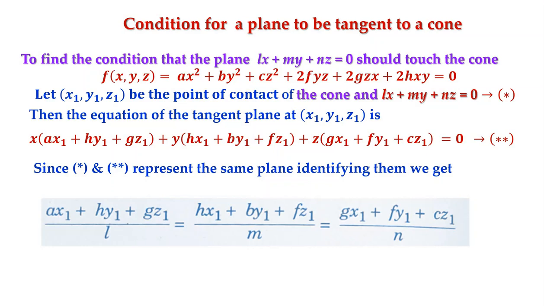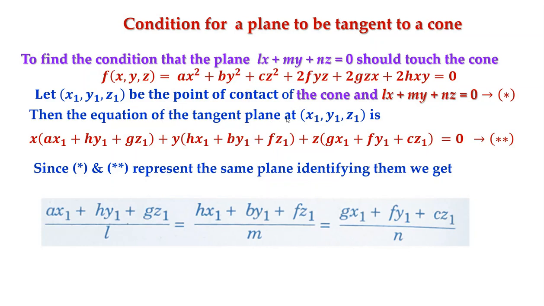We'll now see the condition for a plane to be tangent to a cone. That is, we find the condition for this plane, which passes through the origin, to touch the cone. This is the quadric cone, which also passes through the origin, or in other words, whose vertex is 0, 0, 0. Now we shall consider x1, y1, z1 to be the point of contact of the cone and this plane. Name this equation as, say, star.